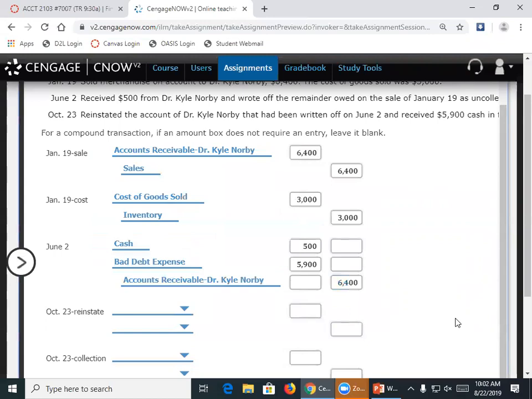So yeah, direct write-off is pretty easy, right? You're just truly writing off the amount to bad debt expense.